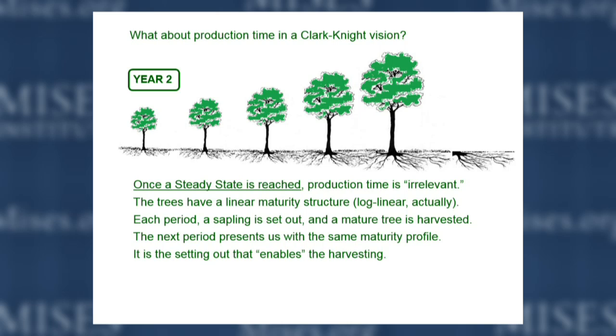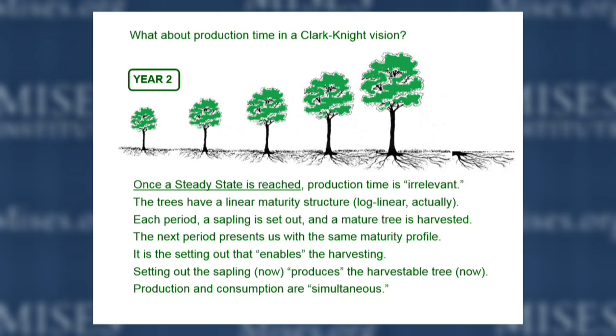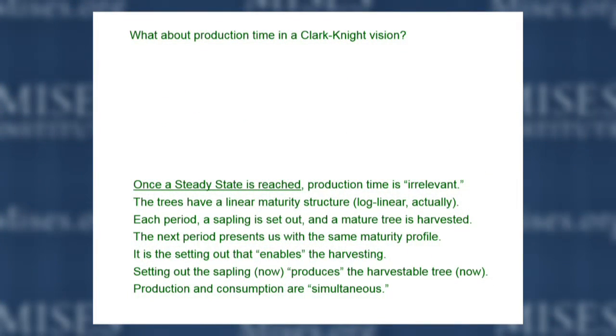Now, it's the "setting out" that "enables" the harvesting, look at the quotation marks there. Is that right? Setting out doesn't enable harvesting. But it almost seems like it does, just because we've already said we're only looking at the steady state. Okay. So setting out the sapling now produces, get that, the harvestable tree now. Well, it doesn't produce anything just by setting it out. Again, that's Knight. So production and consumption are simultaneous. So you don't have any production time, right? You harvest a tree and you plant a tree the same day. Hayek just called that wordplay when he talked about Knight. He said it's just wordplay.